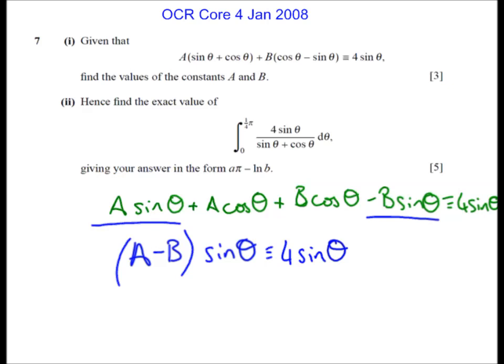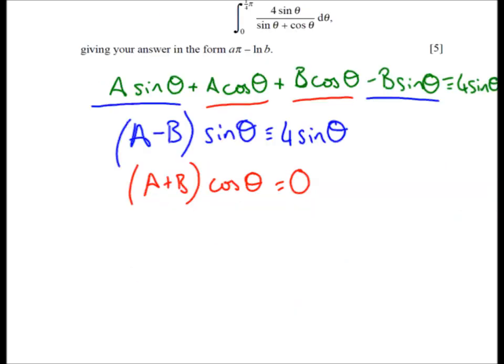Now I know that there are no cos thetas on the right hand side, so I know that my a cos theta and my b cos theta must be equal to 0, so I can say a plus b cos theta is equal to 0. This lets me form two simultaneous equations. I can say a minus b is equal to 4 and a plus b is equal to 0.